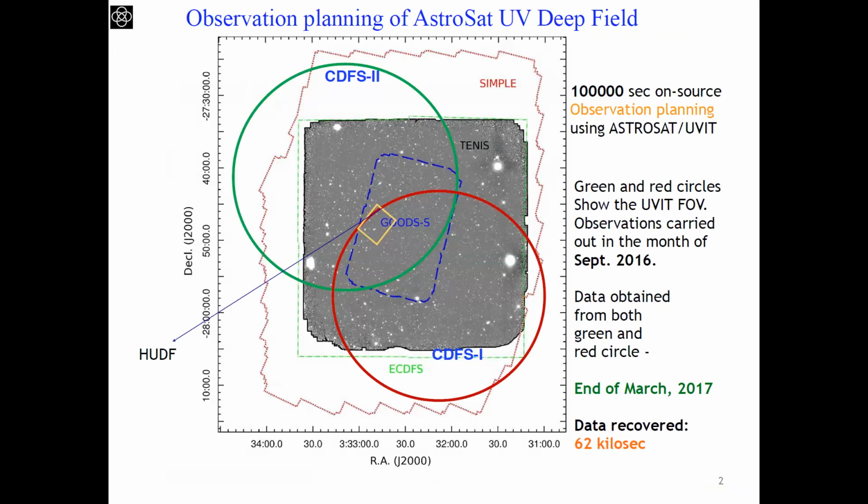Here, what you see are the two fields of view of the UVIT, which is the UV telescope on board AstroSat. Each of them is 14 arcminutes in radius. This was placed so that each of them gets about 50 kiloseconds of observation, and we thought we would get about 100 kiloseconds on the GOODS South.